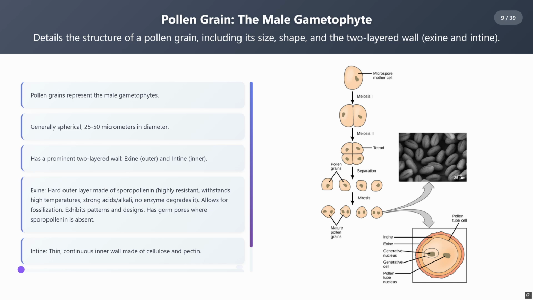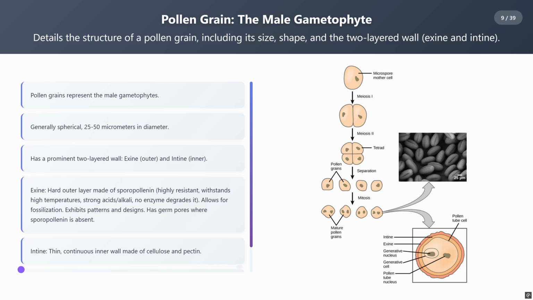Okay, so we have thousands of pollen grains ready to go. What's their structure like? They just look like tiny dust particles usually, but they must have some pretty intricate design. They really do. Pollen grains represent the male gametophytes. They're generally spherical, maybe 25 to 50 micrometers in diameter, and they have this very distinct two-layered wall. The outer layer, the exine, is made of something called sporopollenin.